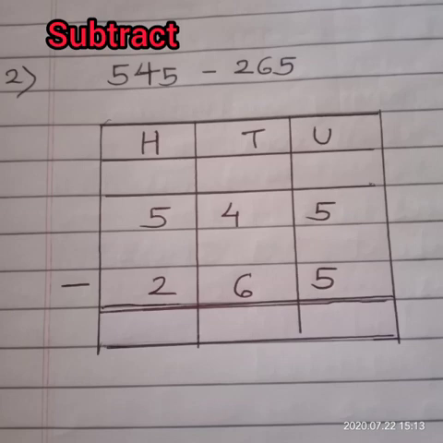Now subtract 545 minus 265. So 545 means 500, 4 tens and 5 units. We have to subtract 265 from that. We can subtract 5 units from 5 units. 0 units remain. Now we cannot subtract 6 tens from 4 tens. But we do have 500s. We shall untie one of them.